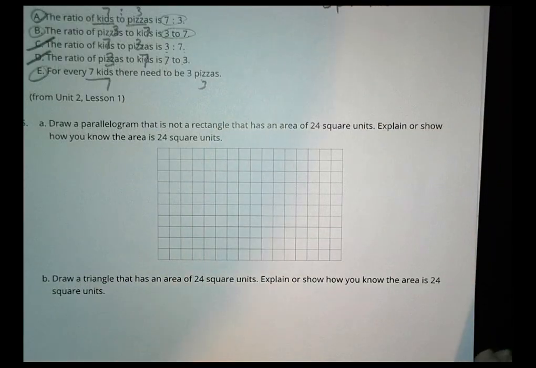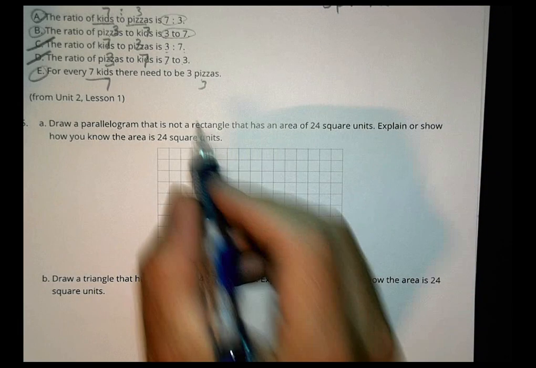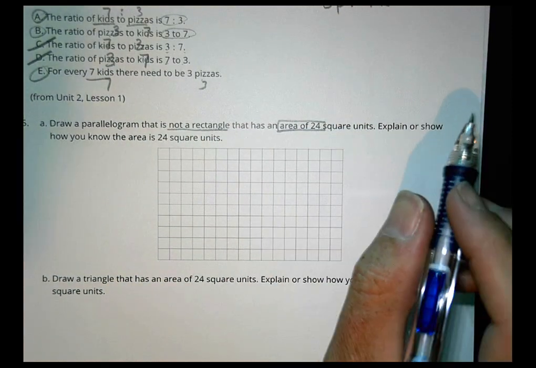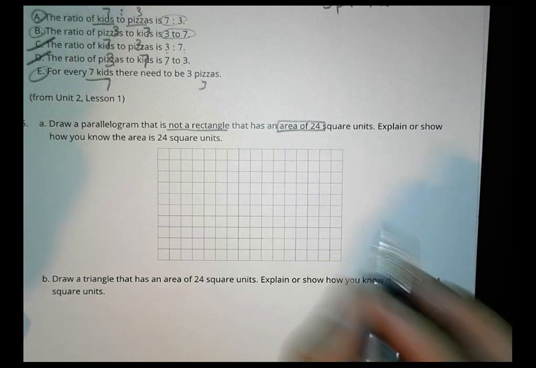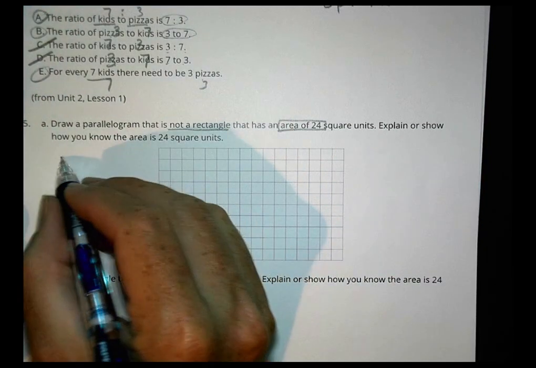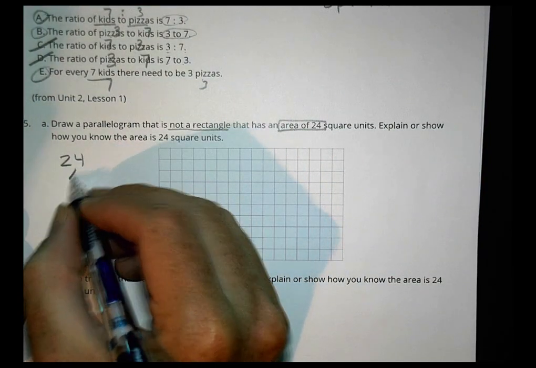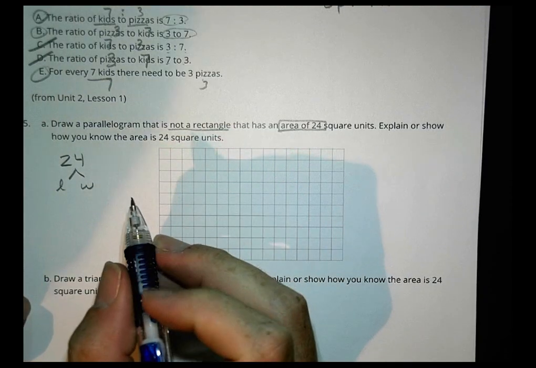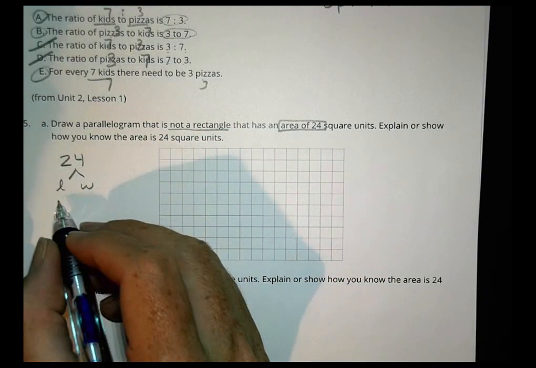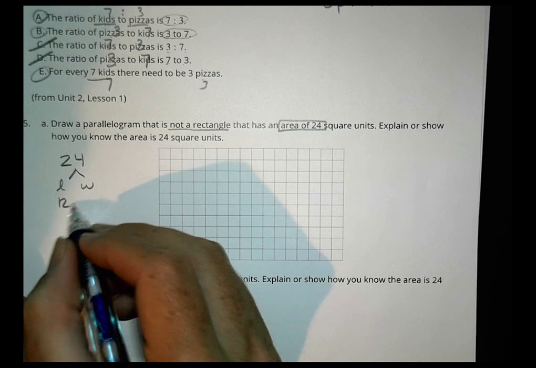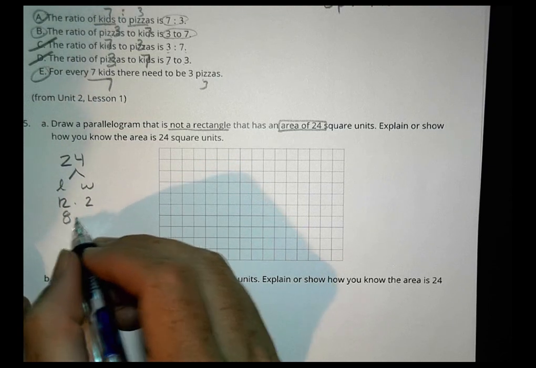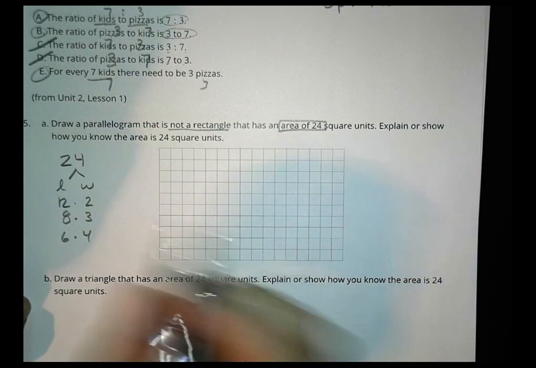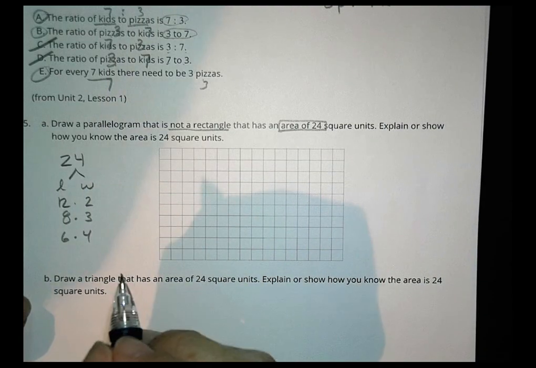Number 5, draw a parallelogram that is not a rectangle that has an area of 24 square units. Explain or show how you know. Well, we've done something like this before. So let's take our area. Area is found by multiplying a length times a width. So I need to have 2 numbers that multiply together to give me 24. Perhaps you want to do something like 12 times 2. I could do 8 times 3, or I could do 6 times 4. Whatever you wanted to use. These would all be great numbers to use for your parallelogram.